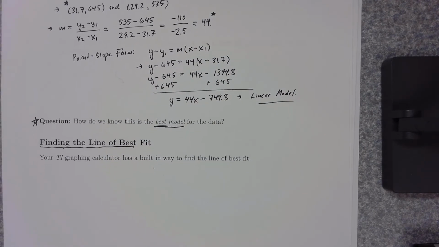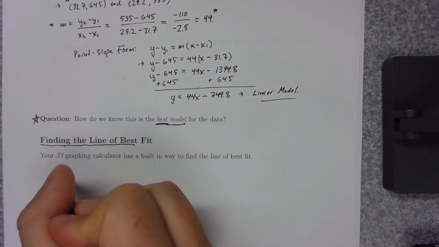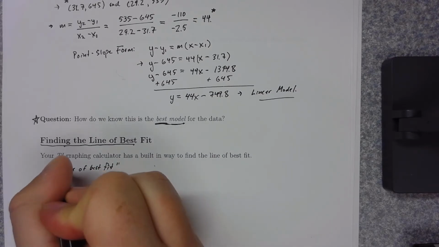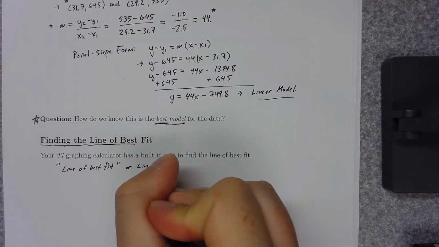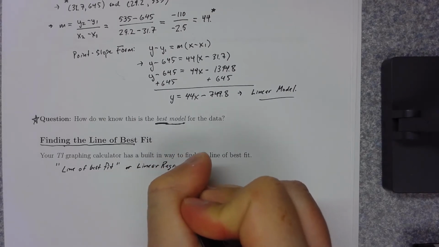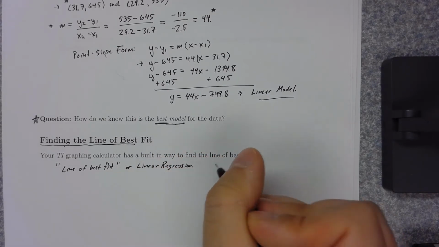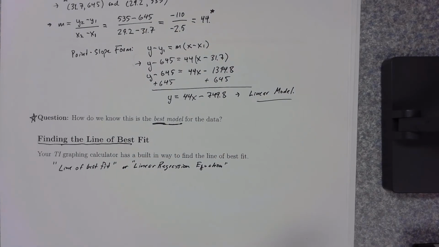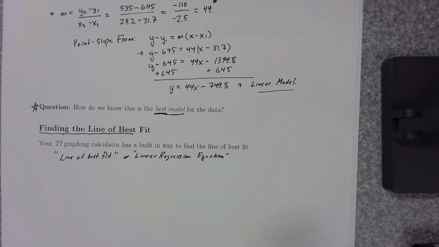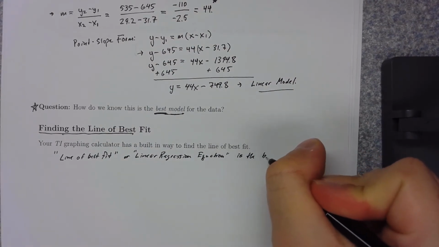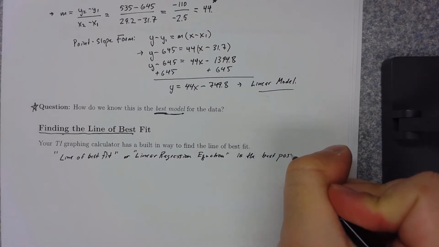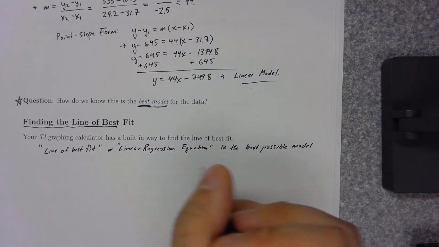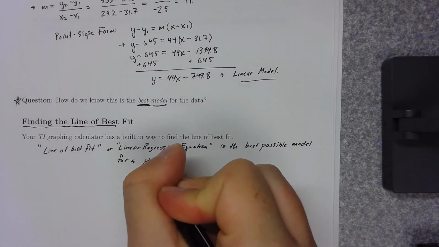And the line of best fit, or linear regression equation, is the best possible model for a given data set.